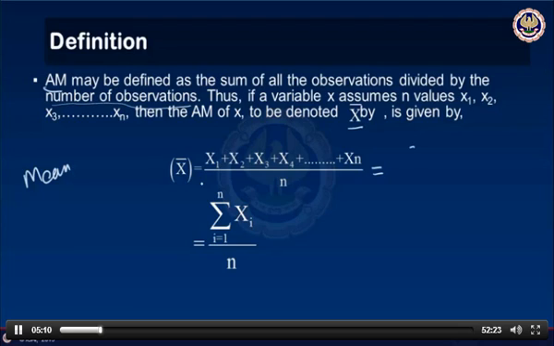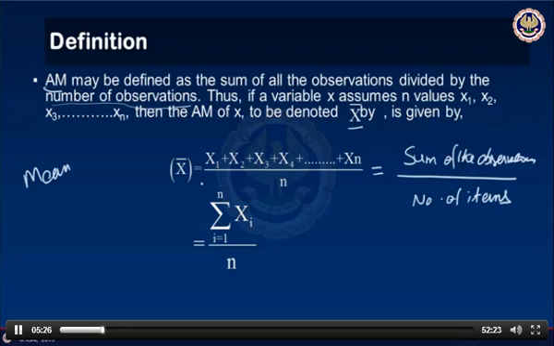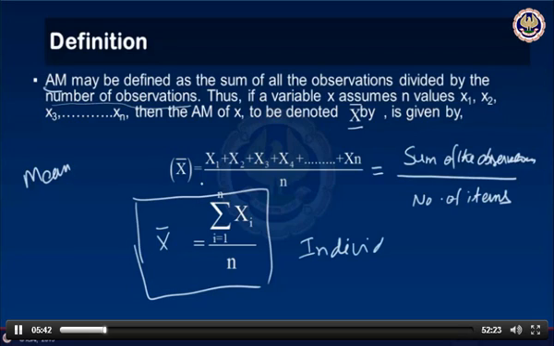In other words, it is the sum of the observations divided by the number of items. This is the formula for the simple arithmetic mean for an individual series. It is called an individual series, or we can say that this is raw data.